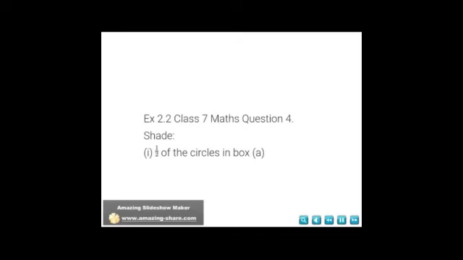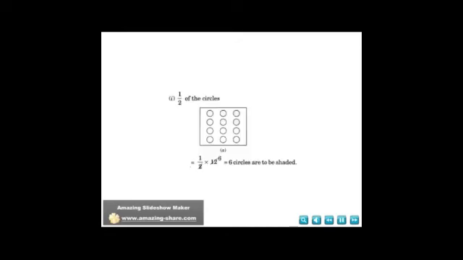Fourth question, shade. First subdivision, half of the circles in box A. In the first subdivision, we are given a box of circles in which there are totally 12 circles, and we have to shade half of the circles, which means 1 by 2 of the total number of circles in the box. Here the total number of circles is 12. Now we have to find 1 by 2 of 12.